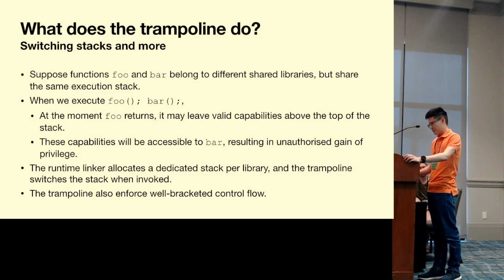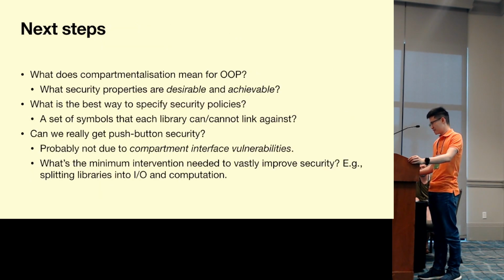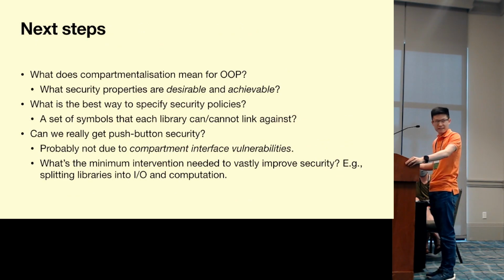Another feature which I also implemented is well-bracketed control flow. So when you return from a function, you always return to where you were called from. You cannot return anywhere else. Okay, so towards the end, this is the last slide. I would like to discuss some of the next steps that I wish to do. First is, how do we tell the story of compartmentalization for C++? What does compartmentalization even mean for C++ programs? Specifically, what properties do we desire, and what are actually achievable with a reasonable performance overhead?